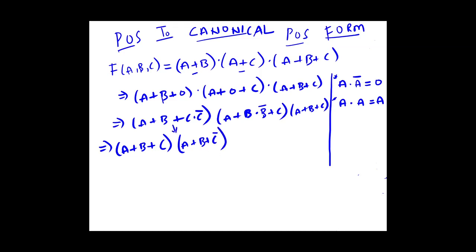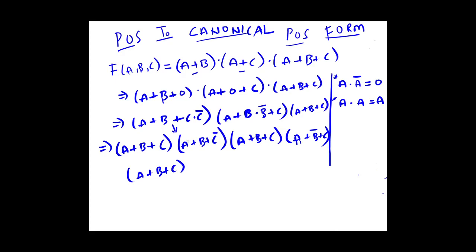From this term, if you multiply and write, you get (A plus B plus C) (A plus B plus C bar). Next, from this term you get (A plus B plus C), and the other term will be (A plus B bar plus C). Next is the last term, where you already have A plus B plus C. After making this expression, the complete canonical form is ready.